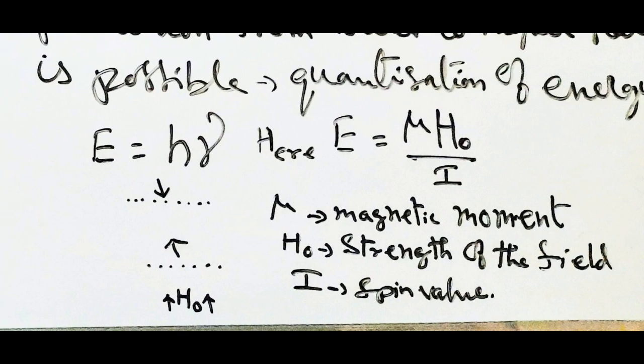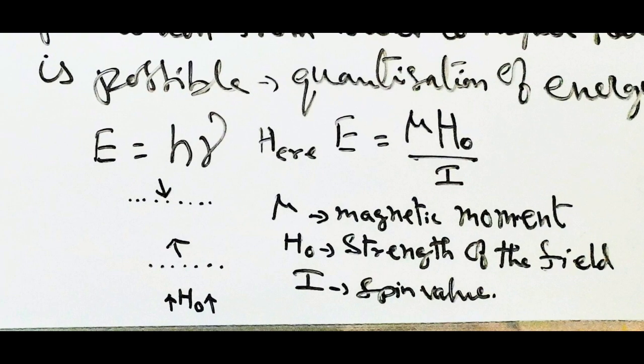You can see the two orientations. The applied magnetic field is the upward arrow, and another upward arrow is the aligned orientation for the nucleus. The downward arrow is the high energy state, where the nucleus is opposing the applied magnetic field.